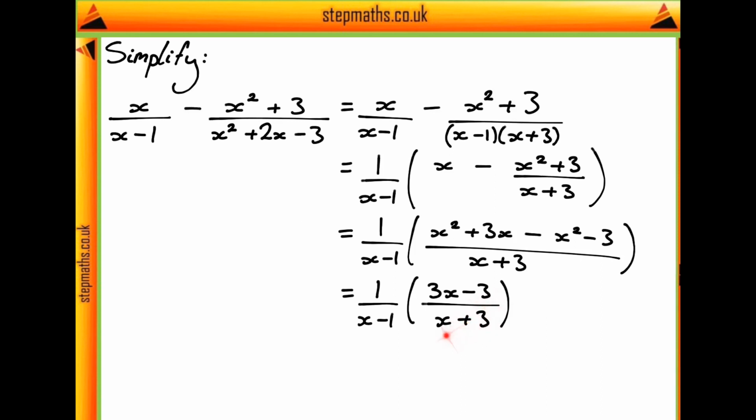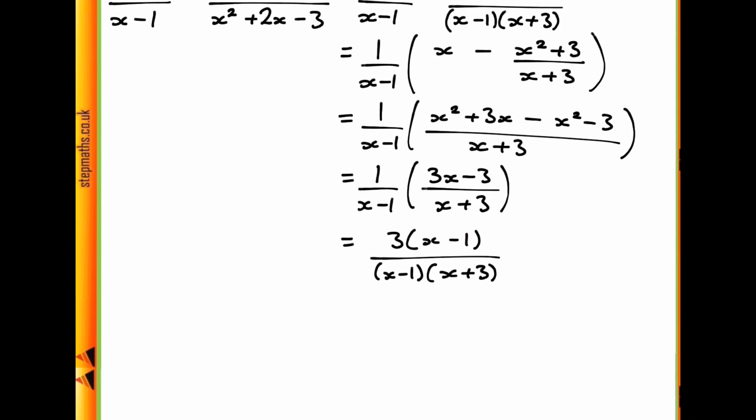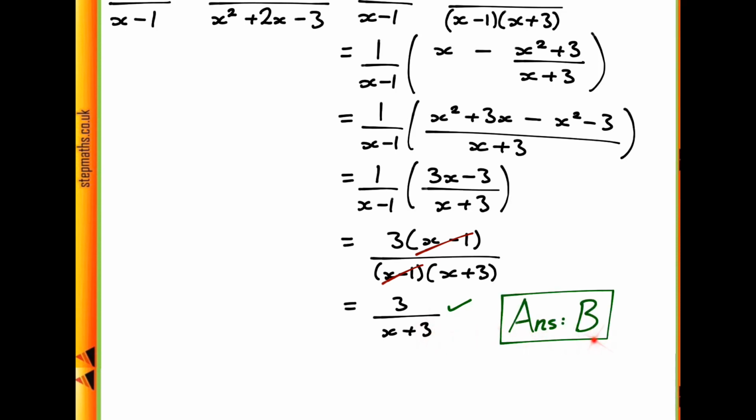There is one more thing we could do with this, and that is factorise out a 3 from the top, which we'll see gives us a factor of x minus 1 on the top and on the bottom. So these are just going to cancel out, giving us this final answer of 3 over x plus 3, which corresponds with B given in the question.